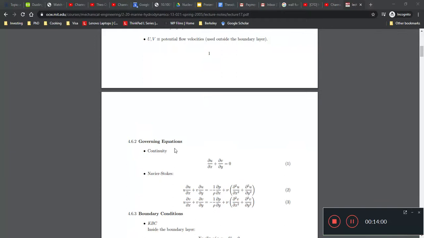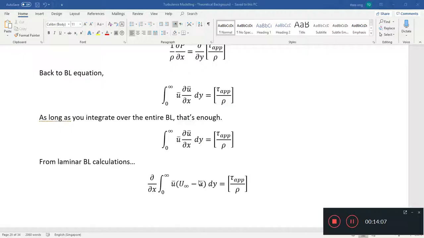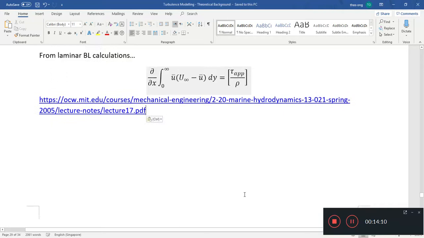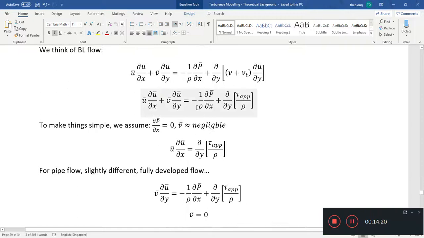If you want to get those equations, you can easily find them online. This is one of the lectures by MIT Marine Hydrodynamics. I'll just paste the link here. You can go and search it yourself. But my focus is on turbulent boundary layers, so I'm going to skip how we get from here all the way to here. But now just assume that works.